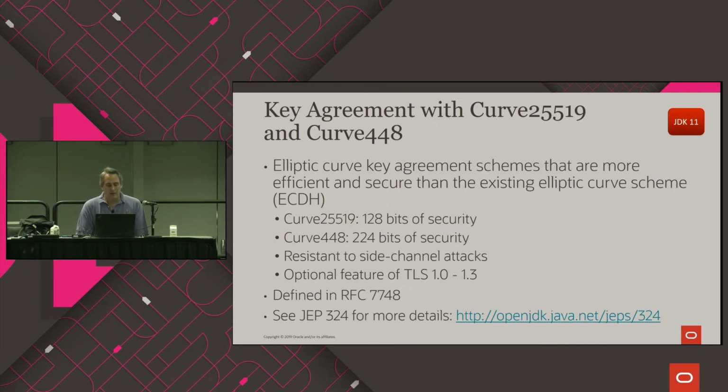Another one for key agreement is Curve25519 and Curve448. These are variations of elliptic curve algorithms that are much more efficient than the standard ones, the standard secp256r1 and so on. The Curve25519 gives you about 128 bits of security. 448 is about 224 bits of security. The nice thing about these is that they're faster and they are much more resistant to side channel attacks. And they're an optional feature, but we've gone ahead and implemented them in JDK 13. We'll talk about that in a little bit here. These are all defined in RFC 7748, and of course, JEP 324 has all of the details.